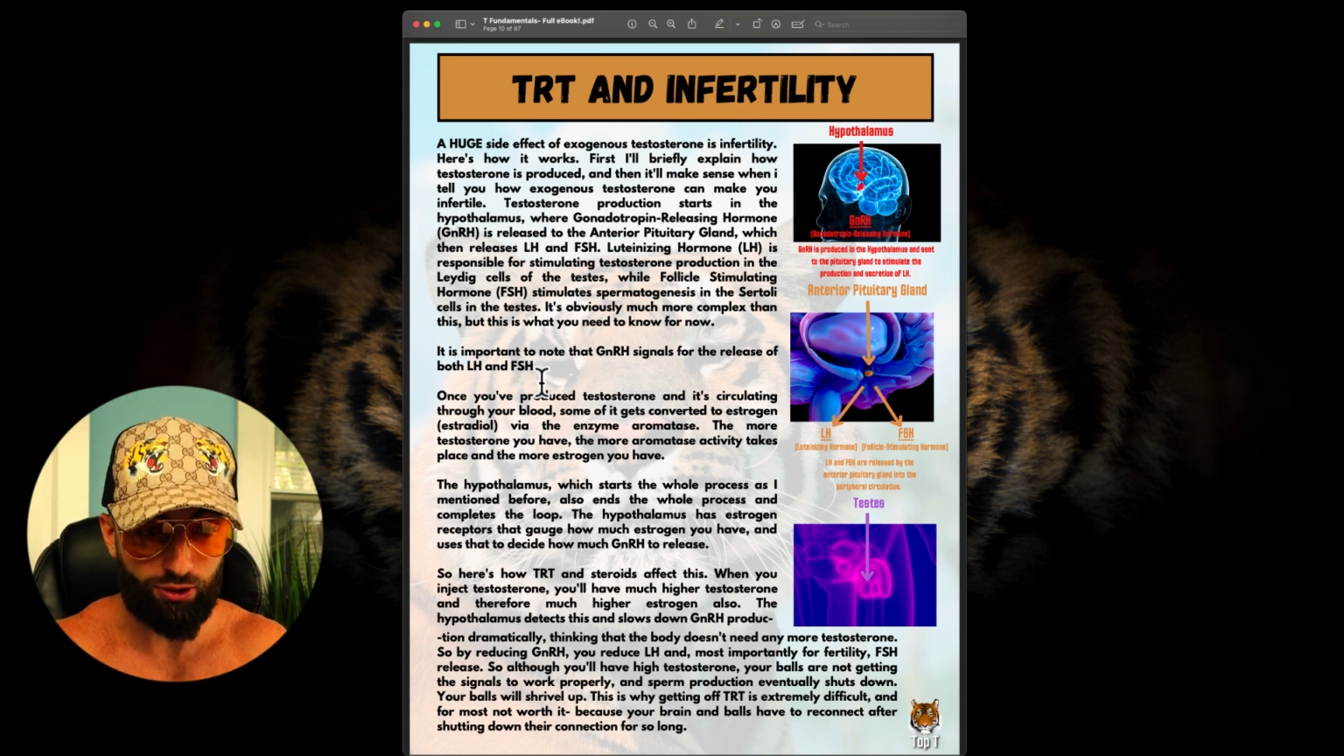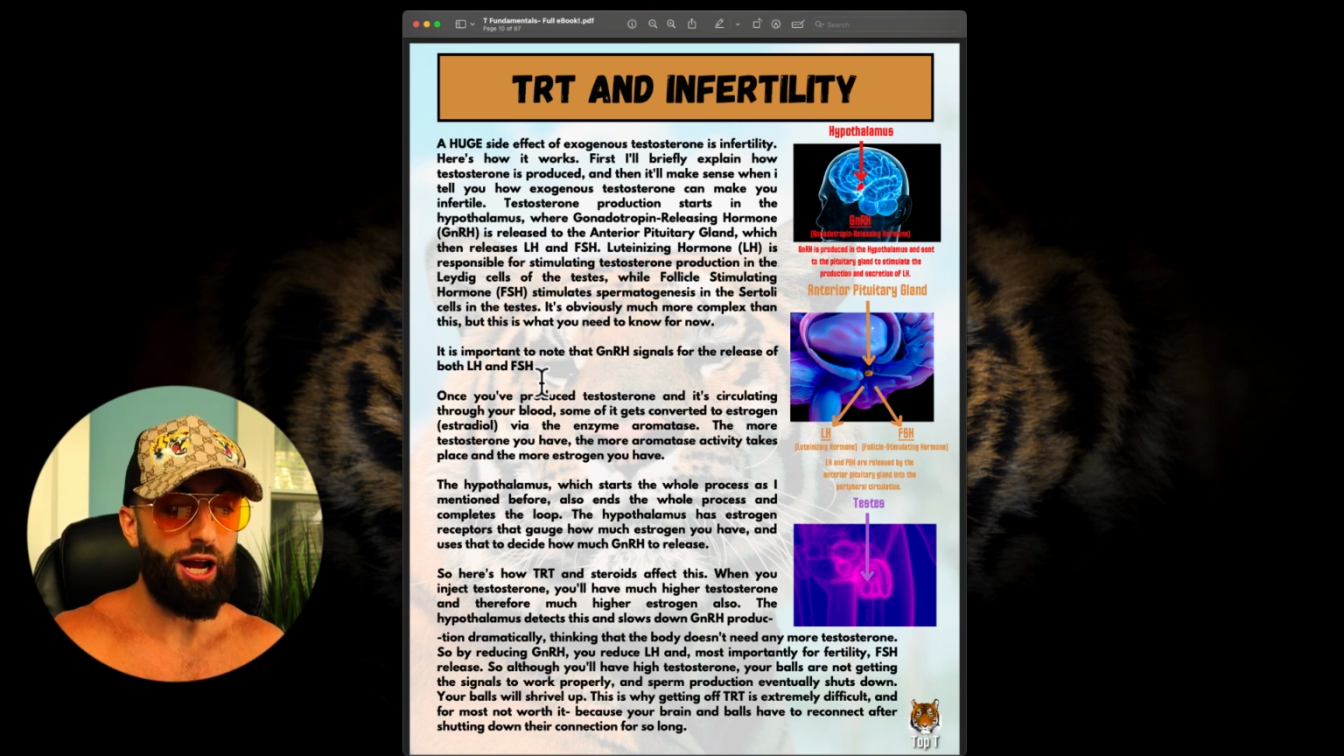So by reducing GnRH, you reduce LH, which doesn't really matter because you're on steroids and you have testosterone getting injected exogenously. However, you're also not releasing enough FSH now, so there's nothing telling your balls to make sperm. And the testosterone isn't being produced in your balls, so you'll see your balls shrivel up over time and atrophy.